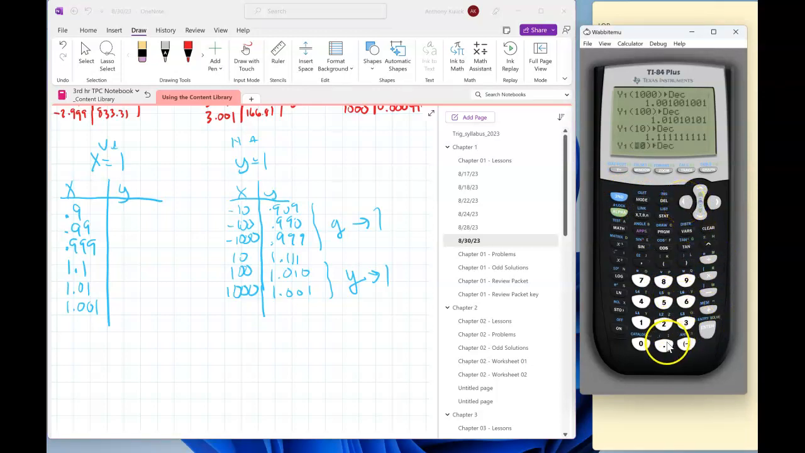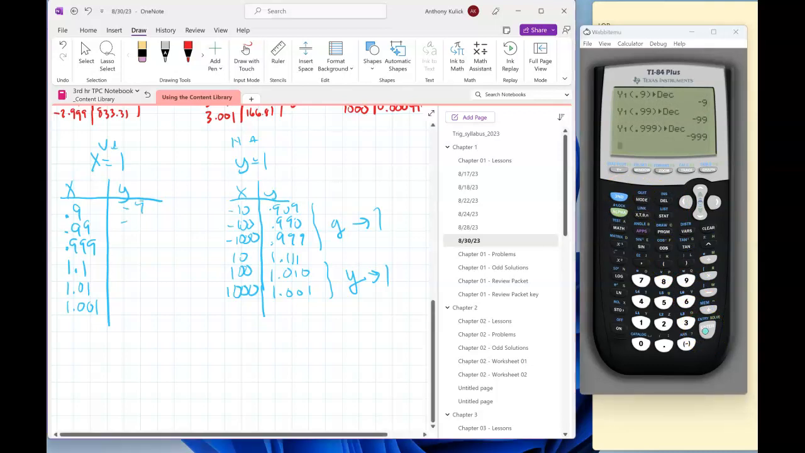And then here, I probably don't need that decimal part anymore, but I'm going to leave it on there just because it doesn't do any harm. And let's go ahead and do the other ones. I'll do my vertical asymptote now. So I have -9, -99, and then -999. Again, looks like we're heading to negative infinity.